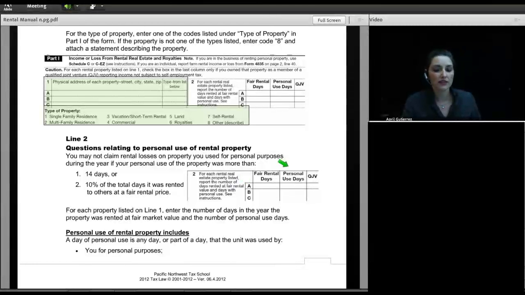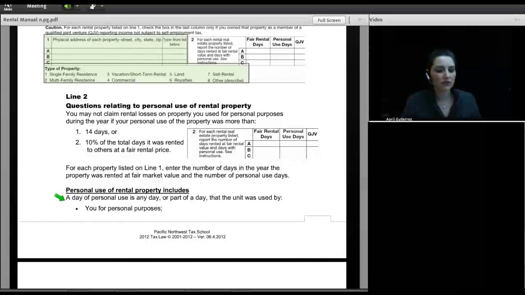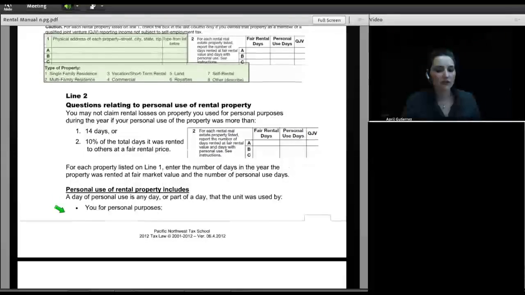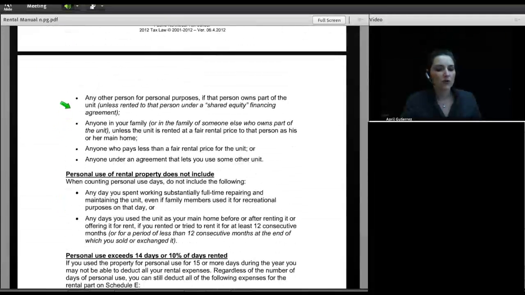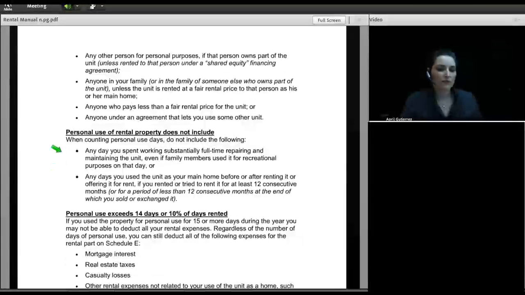So the IRS does have rules to help you establish when a day is a personal use day and when a day is a rental day. The IRS says that a day of personal use is any day or part of a day that the unit was used by you for personal purposes, or by any other person for personal purposes if that person owns a part of the unit, or anyone in your family, or anyone who pays less than a fair rental price for the unit, or anyone under an agreement that lets you use some other unit in, say, a trade.